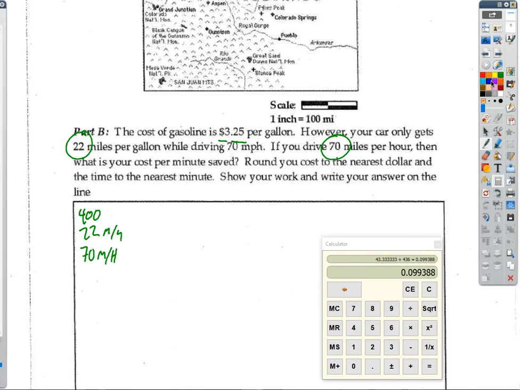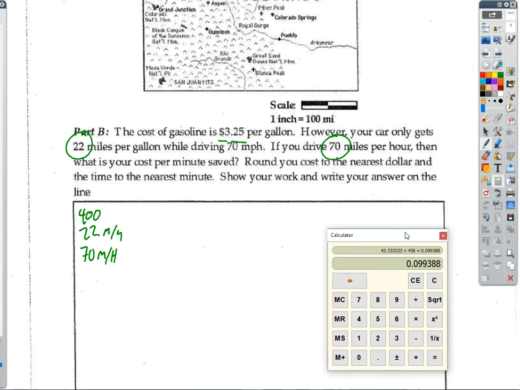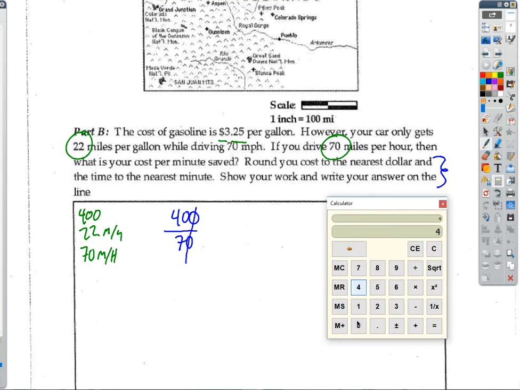And so let's go ahead and do the same thing. We need to figure out how long, and how much it costs, and then I'm going to worry about what the actual question is asking. So if I'm going 400 miles at 70 miles per hour, so now it's only going to take me 5.71 hours. Multiply that by minutes in an hour, that's 60. And I get 342 minutes. Well, wait a second.